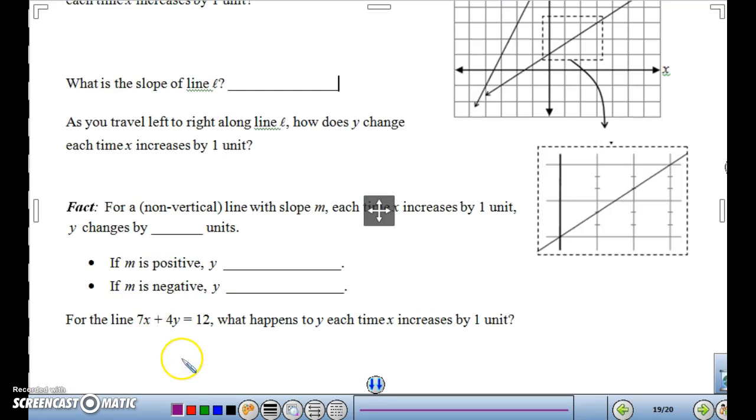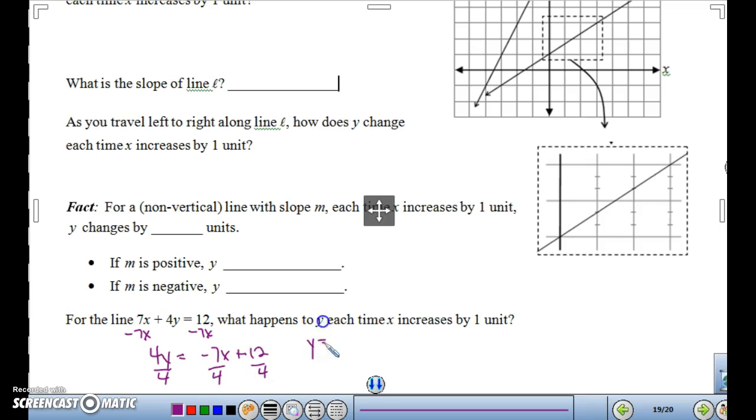Now, let's see if we can apply that. For the line 7x plus 4y equals 12, what happens to y each time x increases by 1 unit? What are they really asking you about that? They're asking you about the slope. So we need to know what the slope of this line is. How are we going to do that? Well, the easiest way to figure out the slope is to put it in y equals mx plus b form. So to get in y equals mx plus b form, we subtract the 7x on both sides. So you get negative 7x plus 12, and then divide by 4.